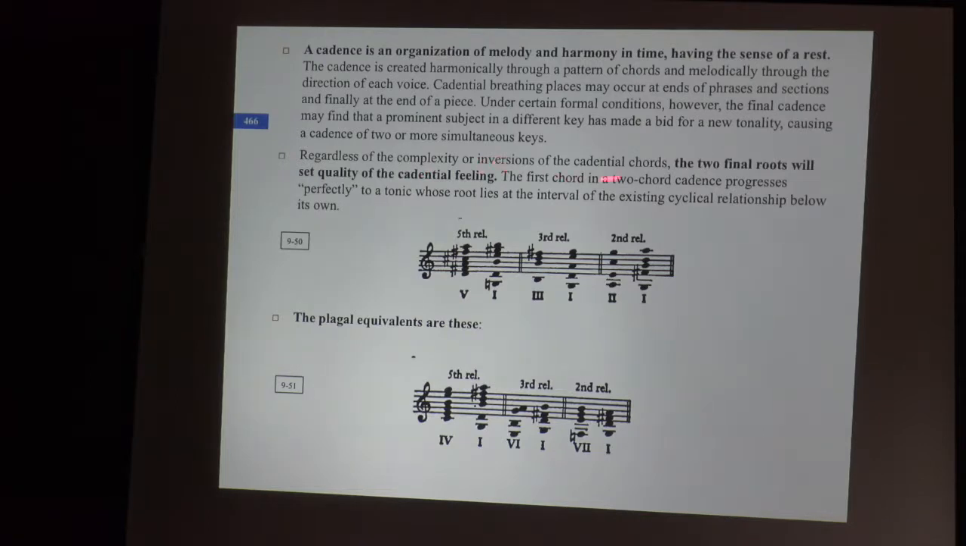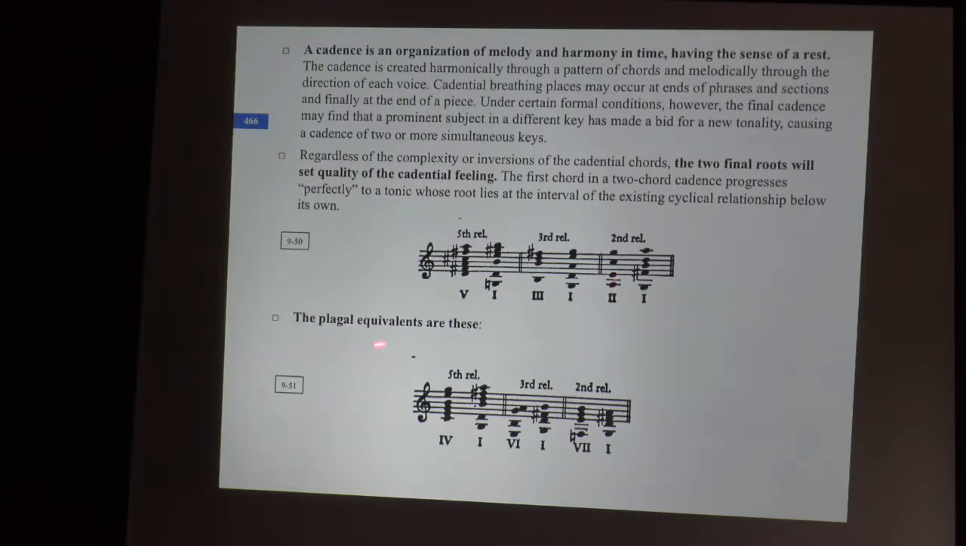Regardless of the complexity or inversions of your chords at the end, the two final roots will set the quality of the cadential feeling. The first chord in a two-chord cadence progresses perfectly, cleanly to a tonic whose root lies at an interval of the existing cyclical relation below its own. Okay, that sounds complicated, but it's not. So it means if you're writing in fifth relationships, then the second one to have a feeling of resolution is going to go to a root that exists a fifth below. If you're writing in thirds, then it's going to move to a root a third below. If you're writing in seconds, it moves to a root a second below.